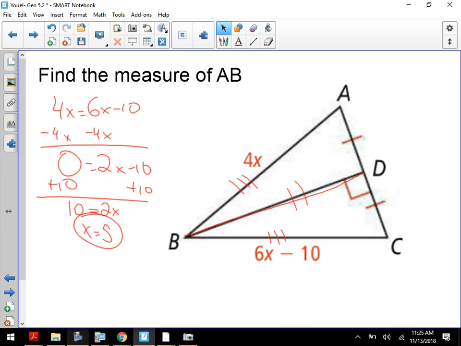And then if it says figure out what AB is, well, what do you do with that 5? What's 4 times 5? All right, check it. Make sure the other side's also 20. What's 6 times 5? I know I'm asking a lot. Subtract 10, you get it.